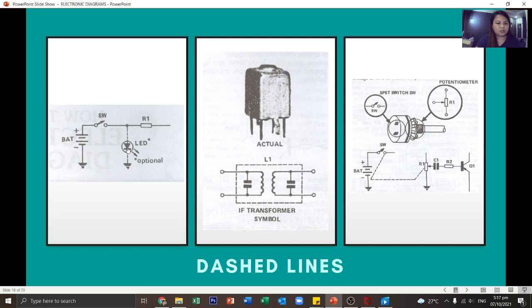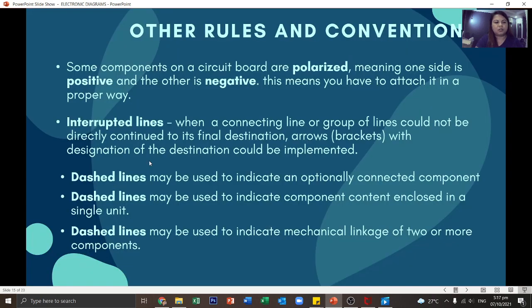Without the LED, you do not know if it is working, but it is. But you can know it more if you put the LED. So it's up to the builder of the circuit whether he will or will not put the LED here. So it's optional, so we use dash lines. Another one, we use dash lines to indicate component content enclosed in a single unit.